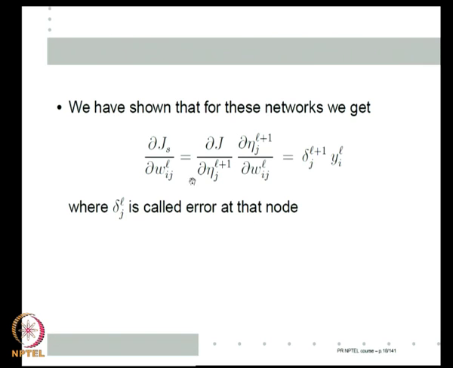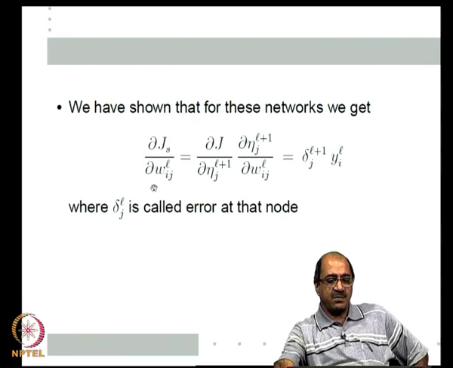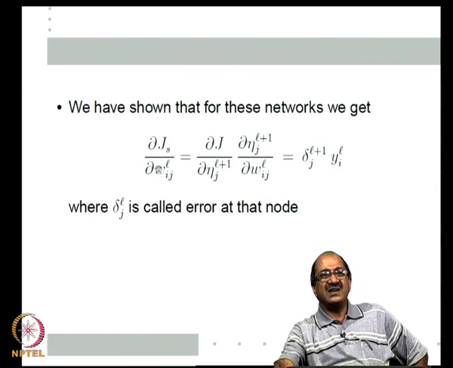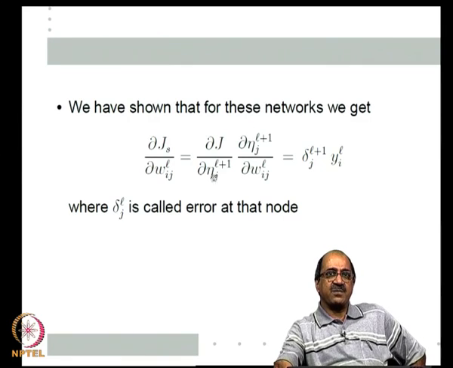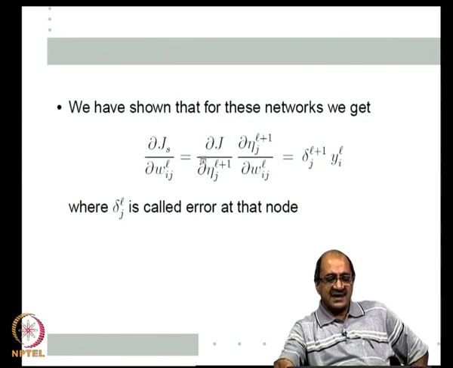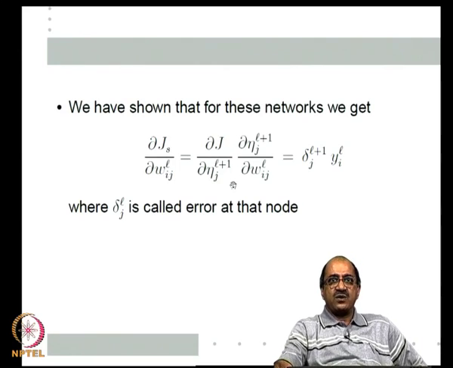Now, we have shown last class that for these networks there is a very nice structure for the partial derivatives. The partial derivative I want is del Js by del Wijl. I did not put the S here because all the JSs have the same structure. So, let us for now forget about the index that tells me which particular training sample I am looking at.